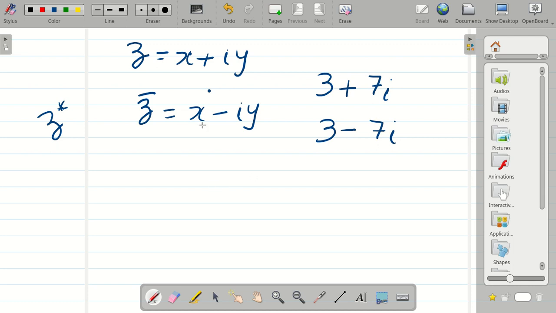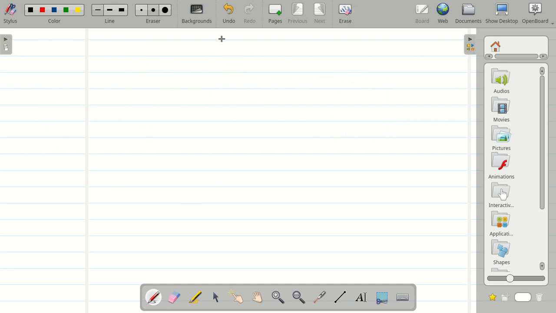And if you have something like e to the power i theta, it's a complex number. So what might be the complex conjugate? As I told you before, you just put minus i instead of i. The next thing is modulus. Modulus means the distance from the origin.